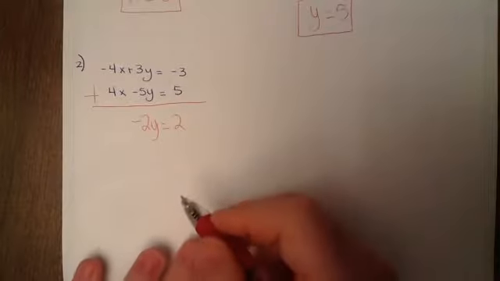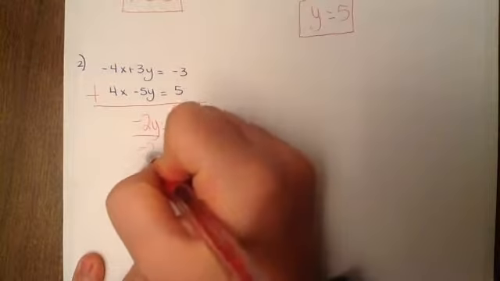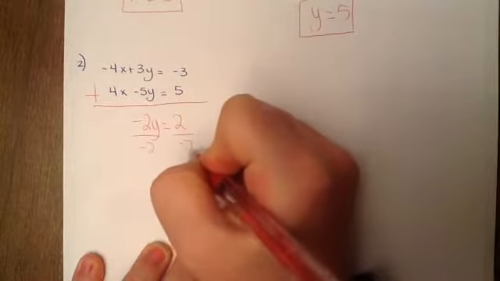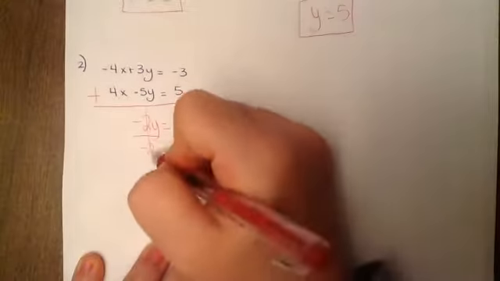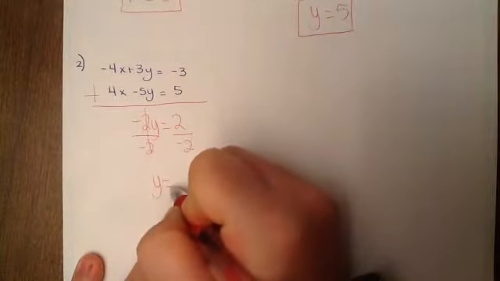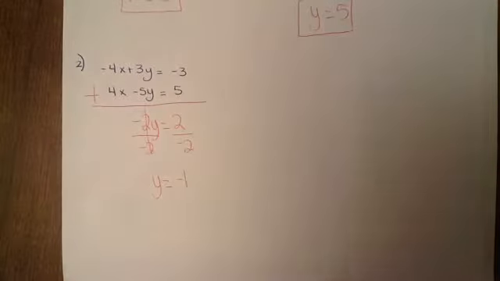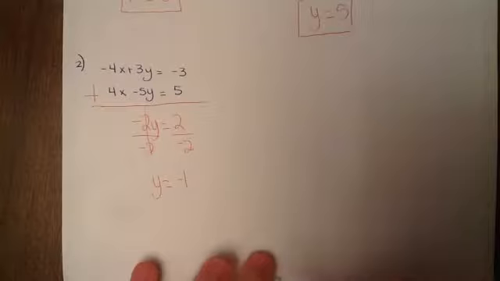Solve for y. Divide by negative 2 on one side, divide by negative 2 on the other. What did you get for y? Negative 1. We now know what y is. How do we find what x is?